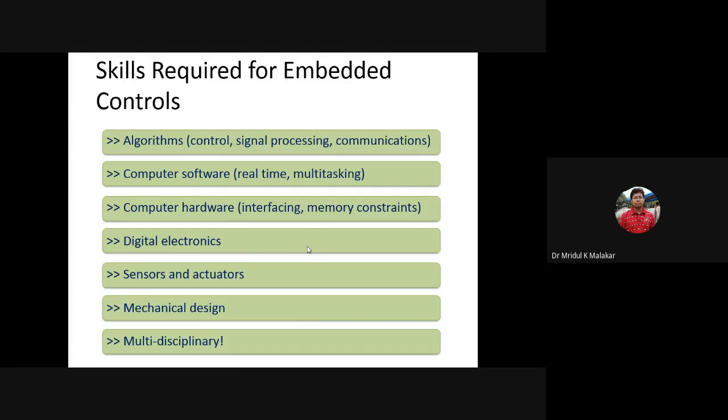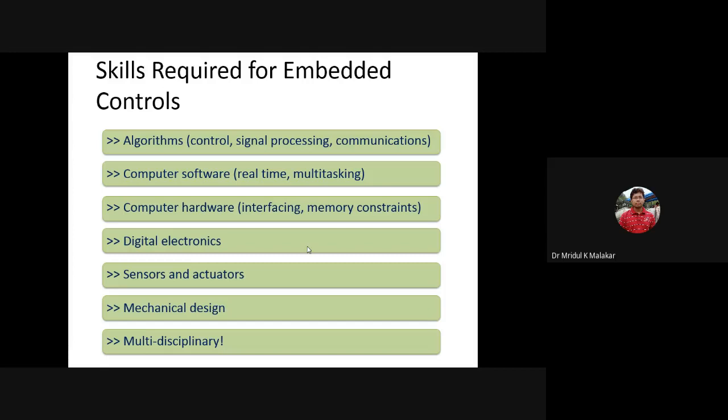Next is mechanical design. Finally you have to come up with a product design. It should not be bulky, and should be cost effective. In mechanical design, you have to understand it should be robust. So a mechanically stable system is required.